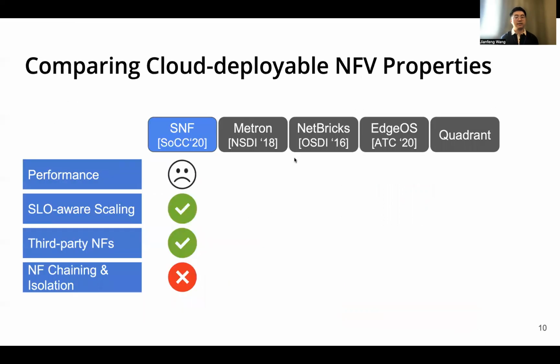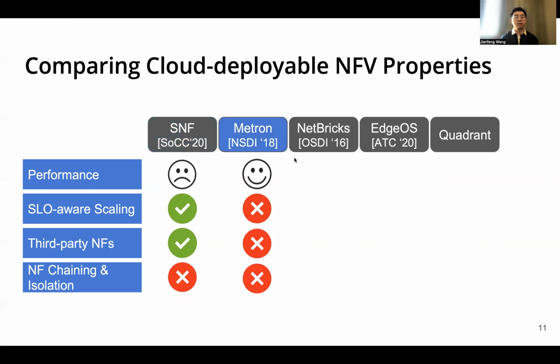So let's take a look at an analysis of existing efforts on NFV. Among them, SNF proposes network functions as a service. SNF ignores many performance optimizations available in today's cloud and therefore has low performance. It also does not support chaining of multiple network functions.